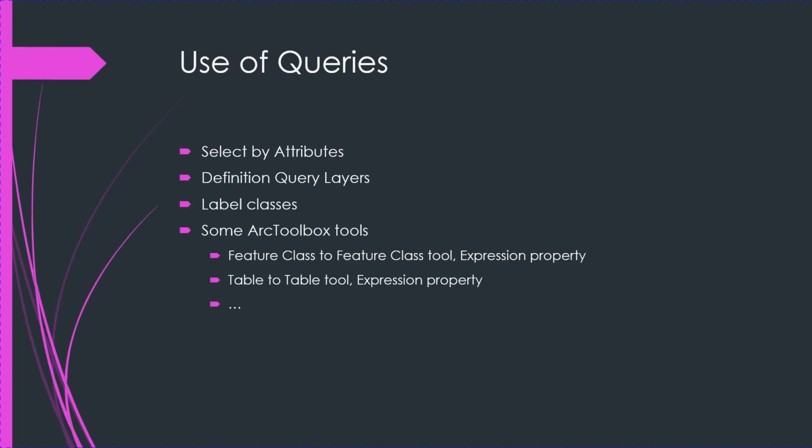Label classes can also be defined in Map and Pro, where you specify that certain features are labeled one way and other features are labeled another, and the way you make that distinction is with an SQL query. Now there's some ArcToolbox tools that also support queries. The Feature Class to Feature Class tool and the Table to Table tool have an expression property. And what that allows you to do is only export or only convert features that meet certain criteria to be put in the output data set.